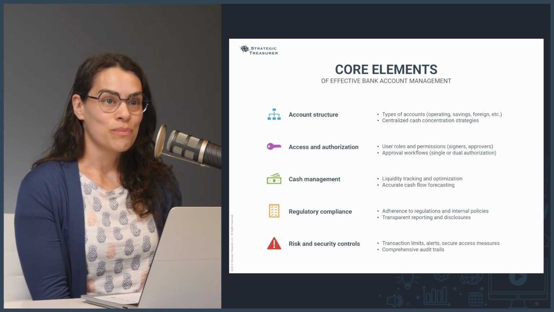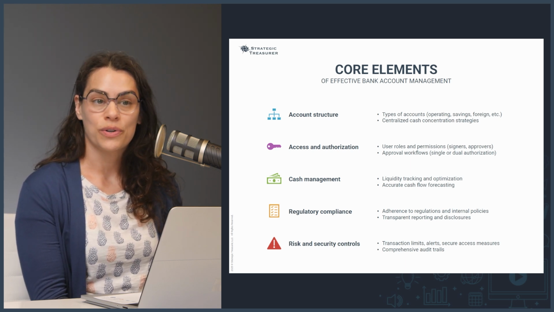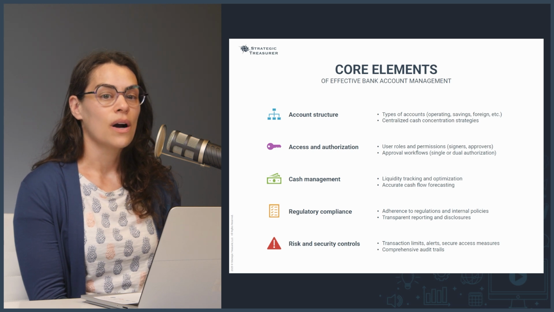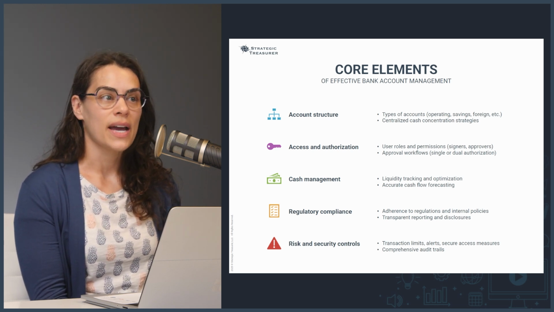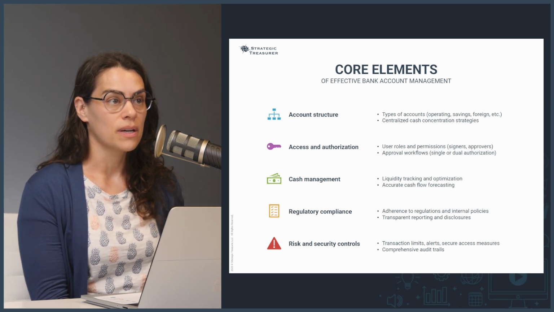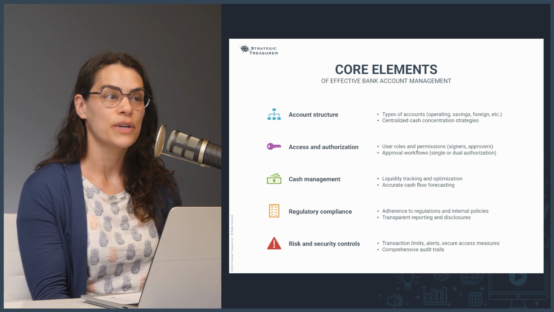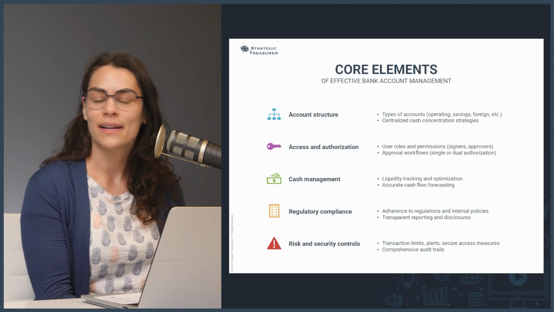And then most importantly, I think risk and security controls. Have you set appropriate transaction limits? Are there alerts, automated alerts? Are there secure access measures, tokens, MFA? Has this been put in place? And then are you leaving audit trails so that you're able to comply with internal and external audits? And then in case anything happens, can we trace it back to maybe where the problem started? Anything to add on security, Craig?